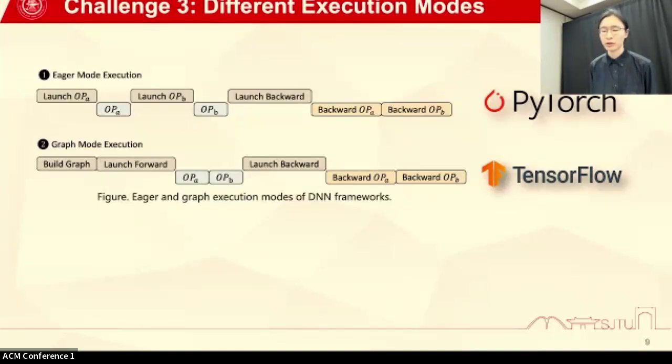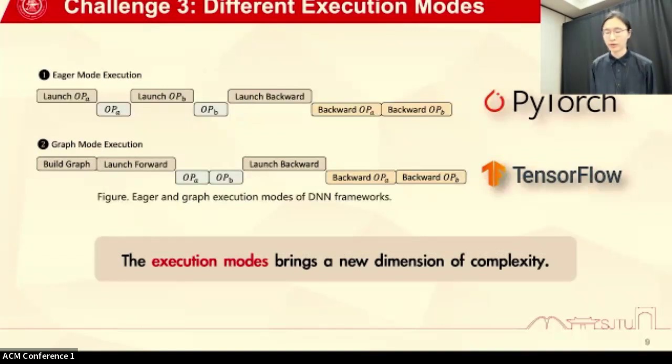For example, in the eager mode execution, all the operators are executed right after they are called. This is called the eager execution. And for the graph mode execution, the operators are first built to a computation graph, and this graph is called later, and also the backward graph. So together with the previous two challenges, the execution modes bring another dimension.